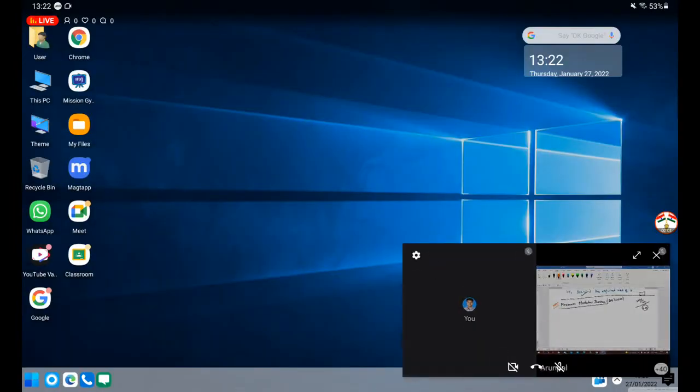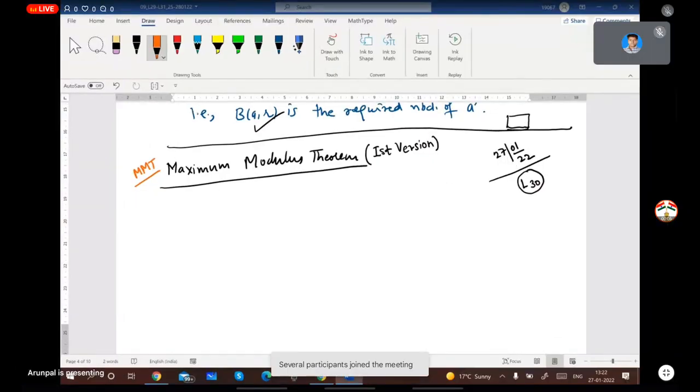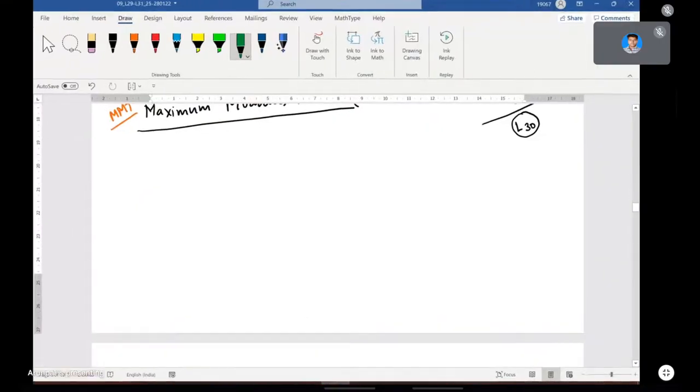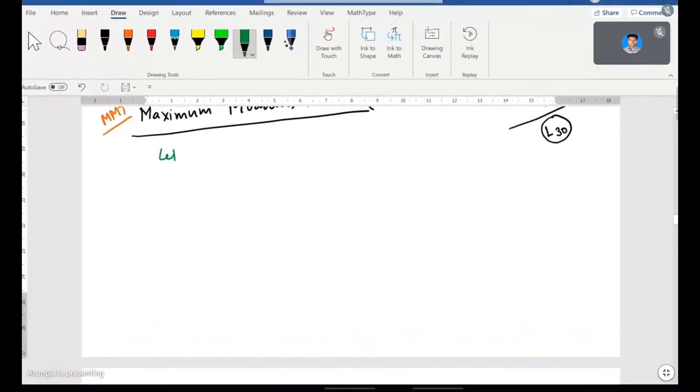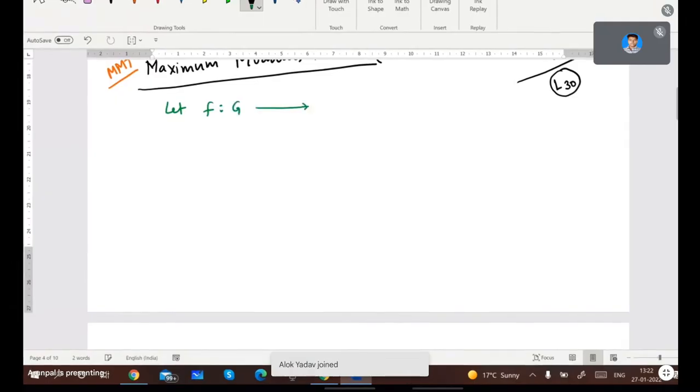Maximum modulus theorem. So today I'm going to take up the first version, which says that, let f be a function defined on G, and f is of course analytic. This G is a region. Region means it is open and connected.